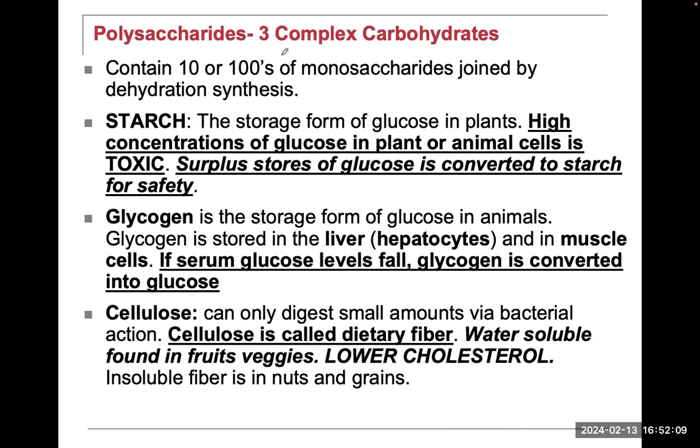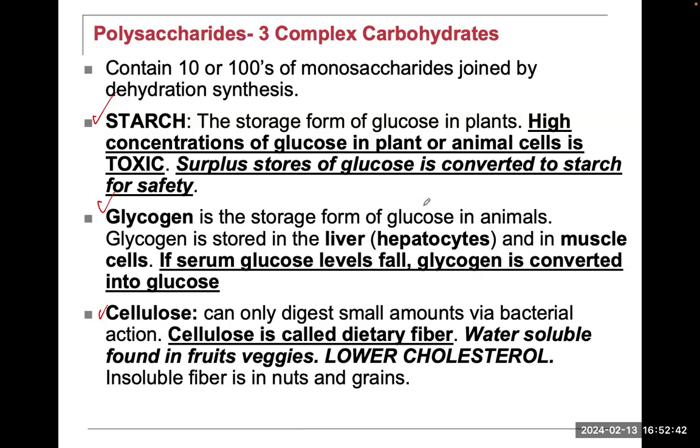Okay, so the polysaccharides, these contain 10 or hundreds of monosaccharides joined together. Remember, starch, glycogen, and cellulose. The storage form of glucose in plants is starch. High concentrations of glucose in the plant or animal we know is toxic. So we store the glucose as glycogen. The plant stores it as starch for safety. So eating starches is probably not the best thing for us to be doing in high concentrations.